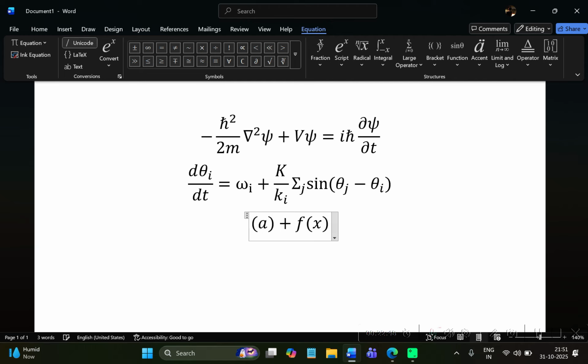If you do this and you do this, then this doesn't work. You see, again, it looks very bad. So you have to do this bracket, or this doesn't work.